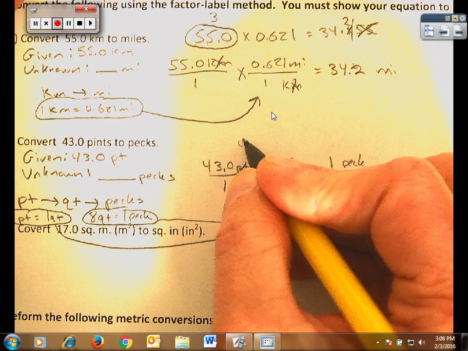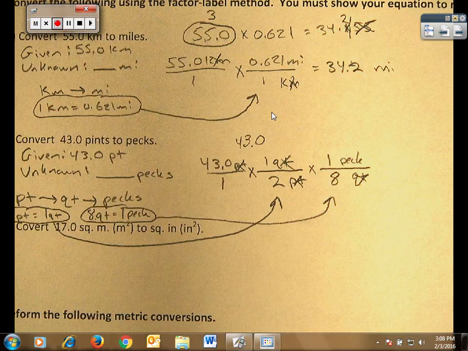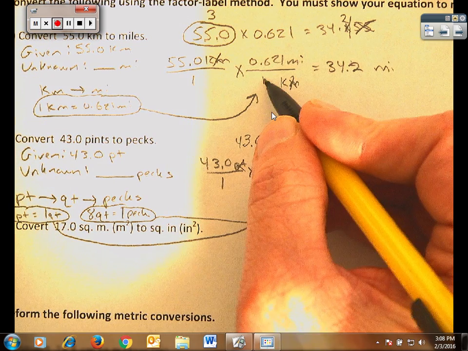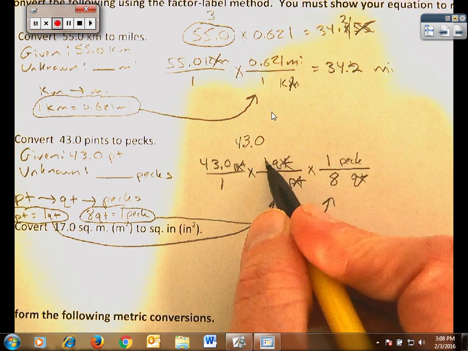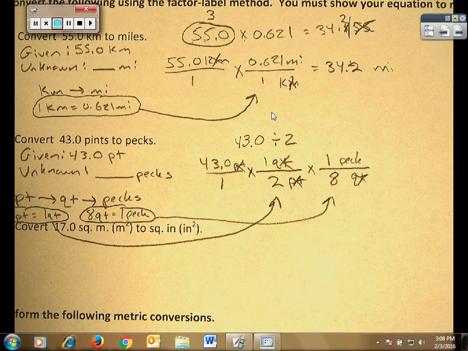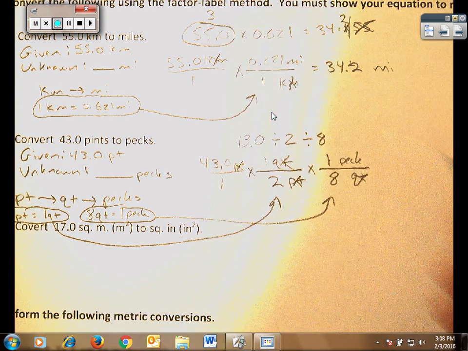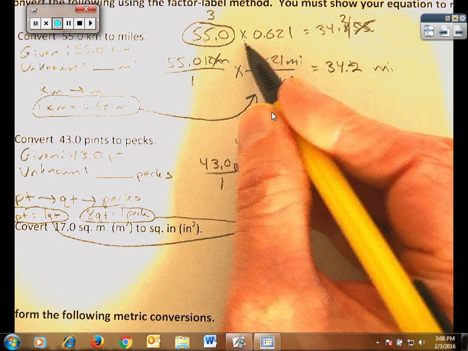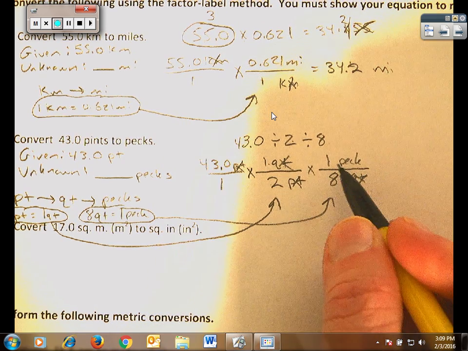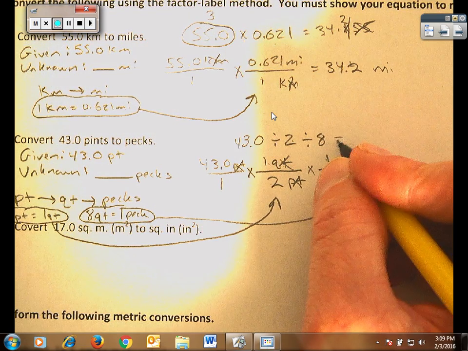So it's 43.0 either times or divided by those numbers. Again, if the 1 is on the top, we're going to divide. 1 on the bottom, multiply. 1 on the top, divide. So we're going to divide by 2. 1 on the top, so we're going to divide by 8. We're basically ignoring all the 1s.